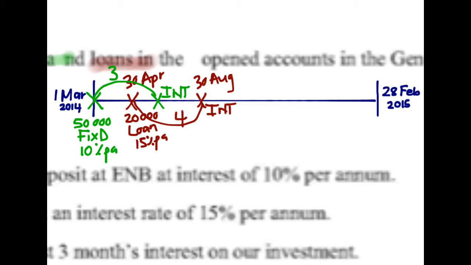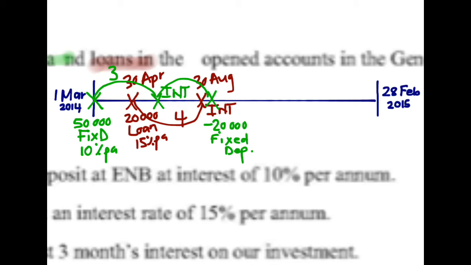Then they say on the 1st of September we withdrew 20,000 from our fixed deposit. So that's just the day after. We withdrew 20,000 from our fixed deposit. Now you can already see that in the next bit, when we are calculating interest, from year to year we still had 50,000, and then after this point in time, from the 1st of September onwards, we only have 30,000 fixed deposit.